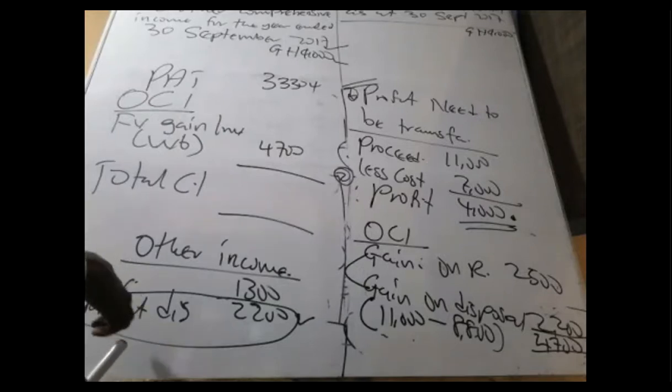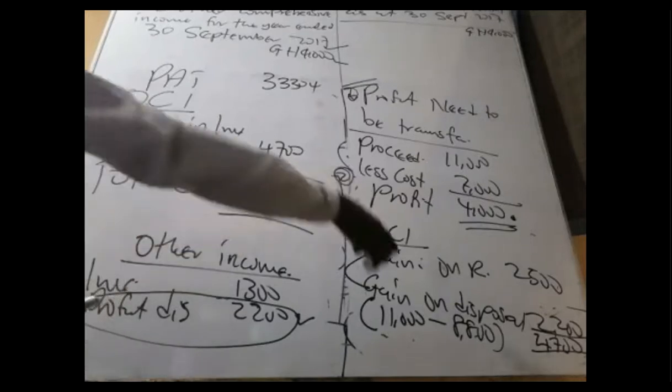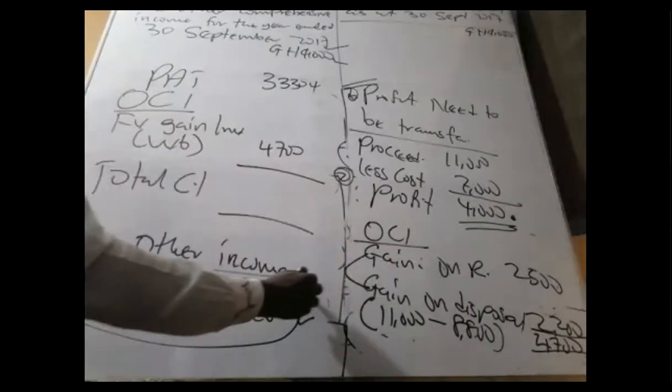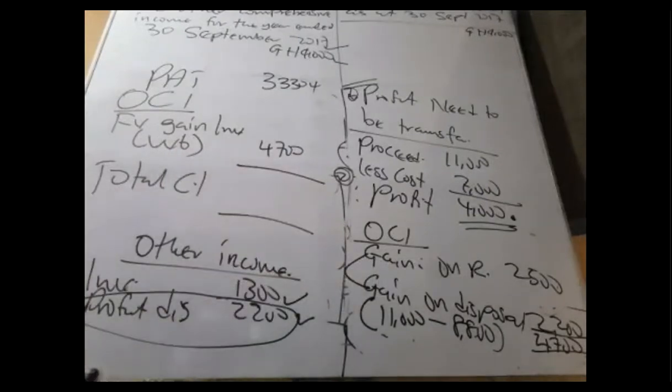In fact, we could have continued this approach, and it would have given the same answer. So it means that the other income in this area should be only 1,300. That means the figure, the 35,504 that we have, we need to subtract the 2,200 from it. That is all. So that is what we must look out for.